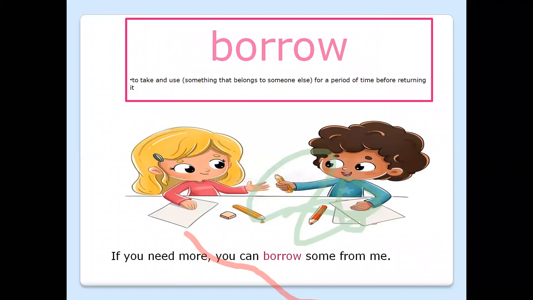Next one, borrow. To take and use something that belonged to someone else for a period of time before returning it back. So, to take something, use it, and return it again. This is borrow. If you need more, you can borrow some from me. Why did we double the R here? Because we have two syllables. The first syllable is vowel, consonant, and the second syllable is consonant, vowel.